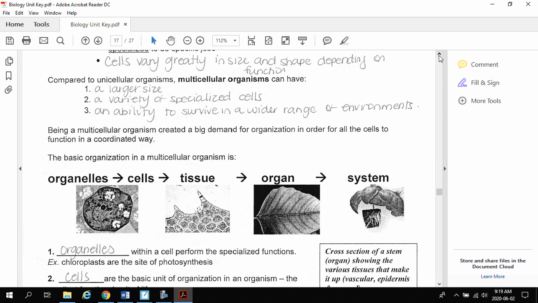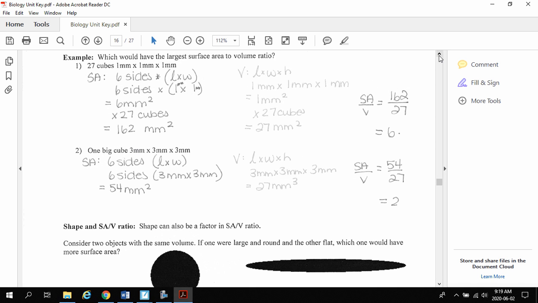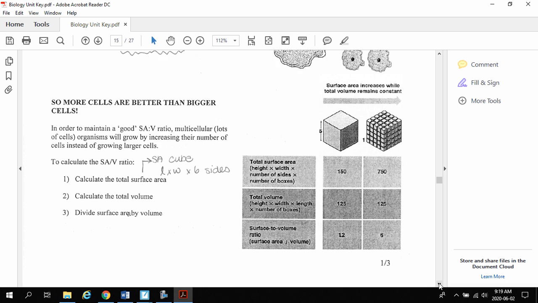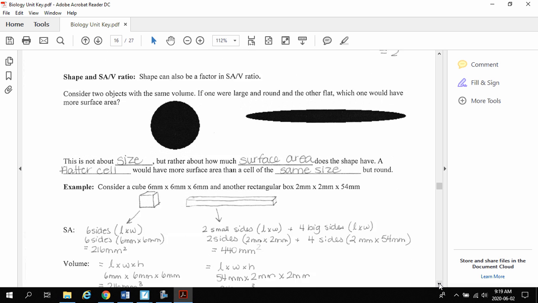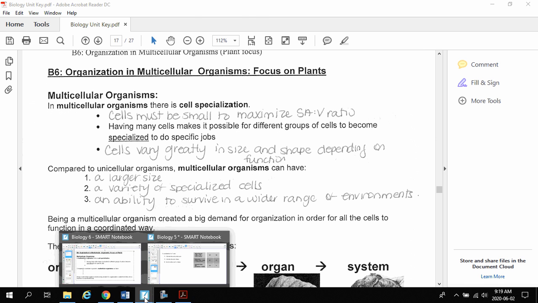Oh, I'm on the wrong page. So you can look through if you just want to peek through the rest of that lesson. It's calculating surface area to volume for a couple different things. And there's a few more details, but we're going to zoom on to the next lesson. So B6.